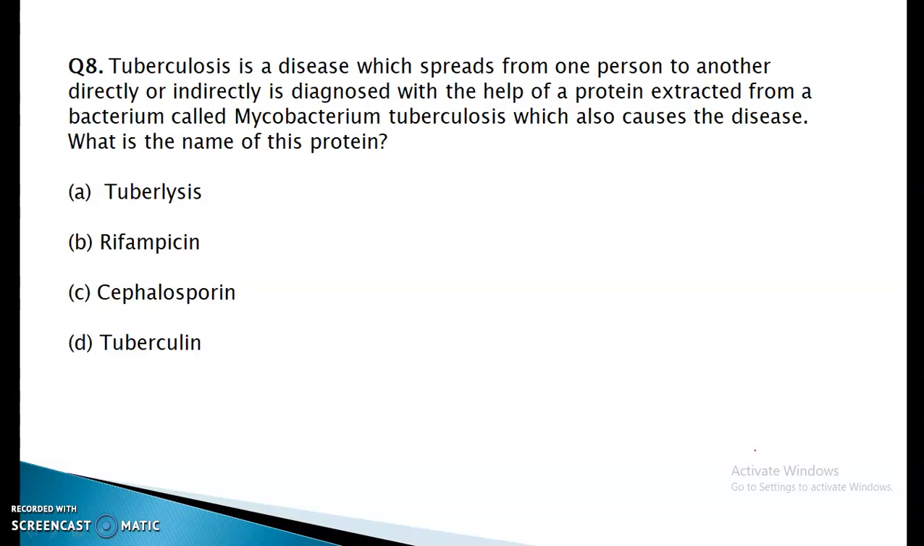Tuberculosis is a disease which spreads from one person to another directly or indirectly. It is diagnosed with the help of a protein extracted from a bacterium called Mycobacterium tuberculosis, which also causes the disease. What is the name of this protein? Your options are A. Tuberculosis, B. Rifampicin, C. Cephalosporin, and D. Tuberculin. So this is also a good question for you.